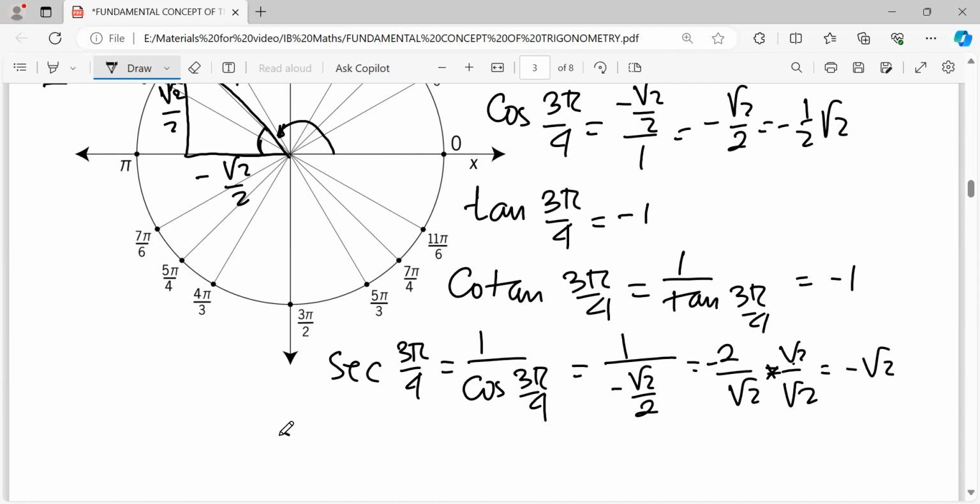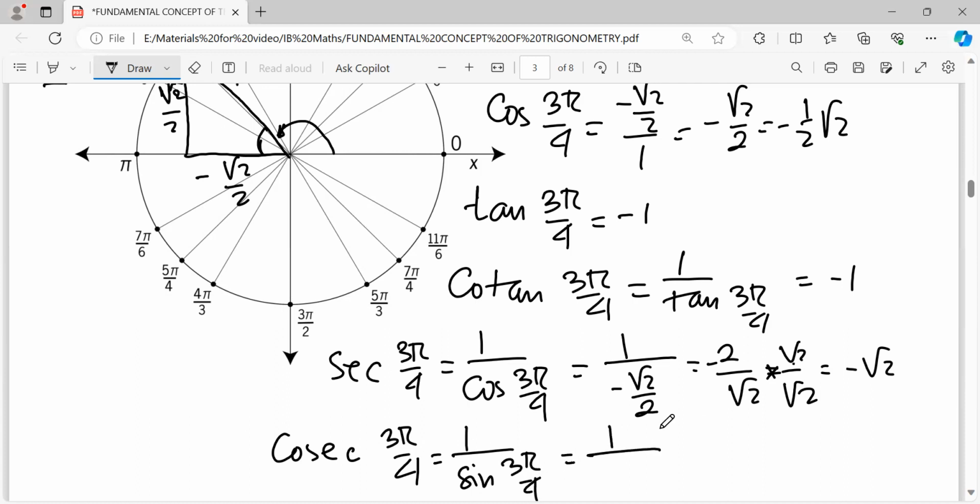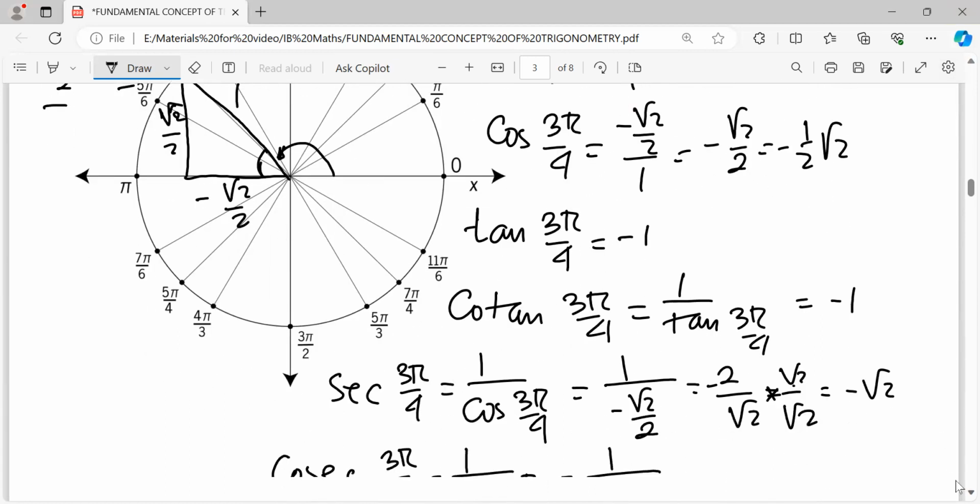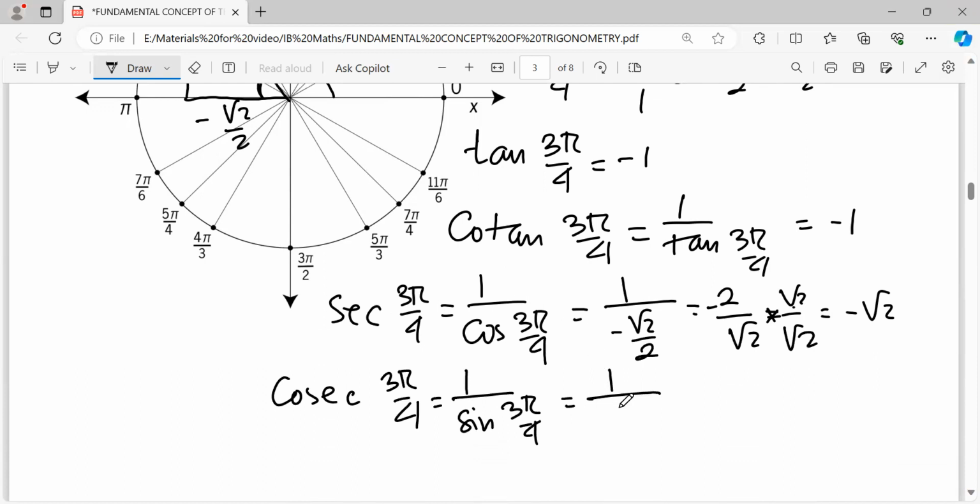Cosecant. Cosecant 3 pi over 4 equals 1 over sine 3 pi over 4, 1 over square root 2 over 2. Square root 2 over 2 equals 2 over square root 2 equals square root 2.